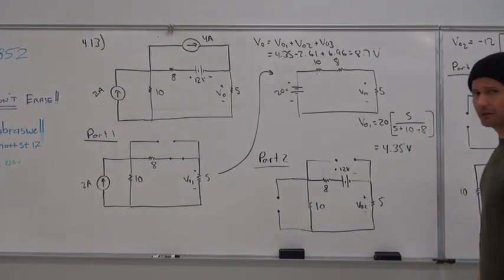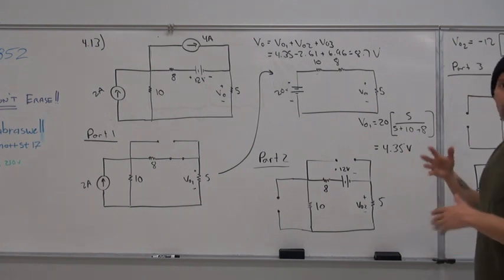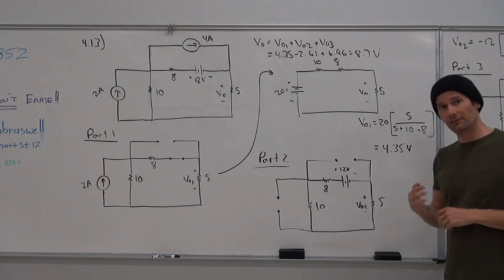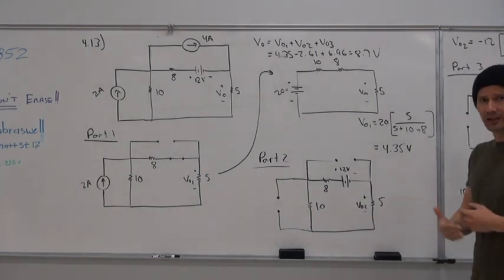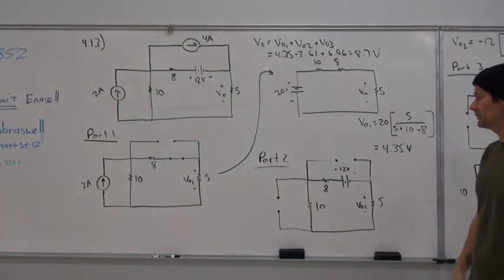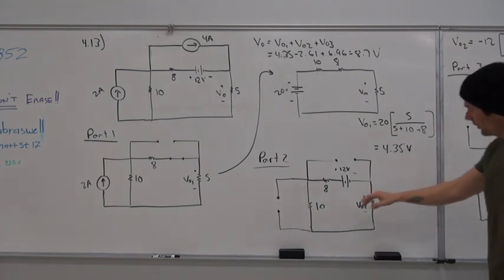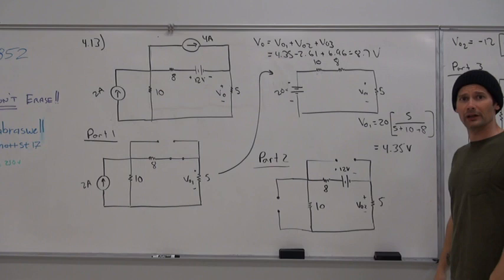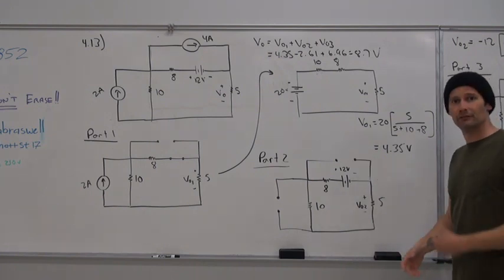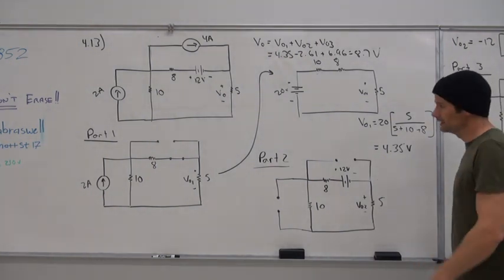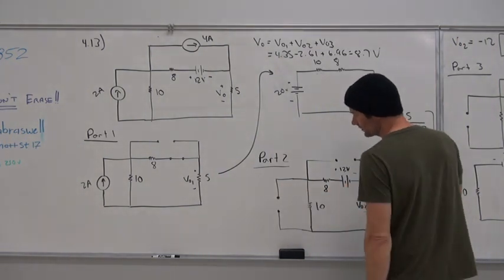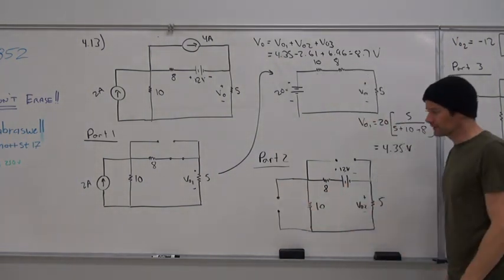Now, let's take a look at part 2. Once again, the theorem of superposition states, in terms of a process, that we have to analyze the circuit one source at a time. So now we go back, and we're going to turn on that 12 volt source and leave off the 4 amp source, so that stays off and represented as an open circuit. And now we're going to turn off that 2 amp source, which is an open circuit now.